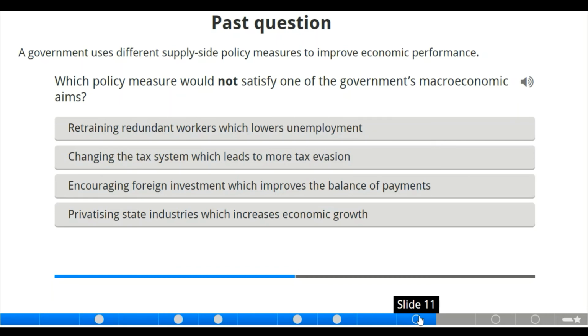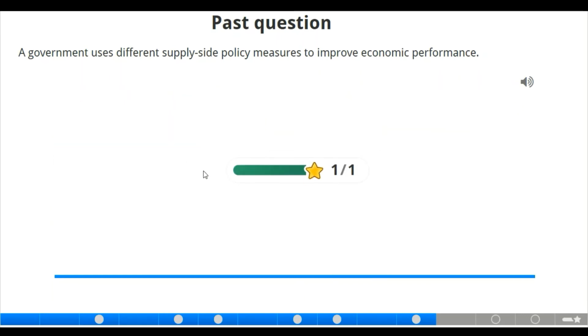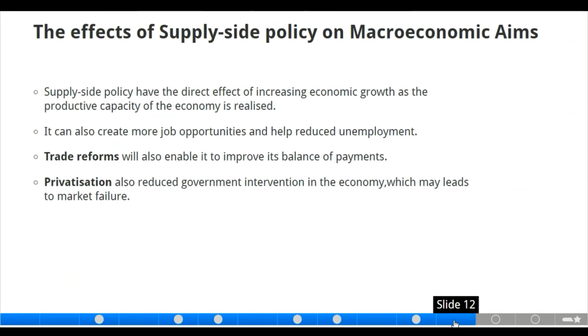Of course, we have training as part of our supply side policy measures. Changing the tax system, which leads to more tax evasion. That should not be our answer. That should not be one of our supply side policy measures, but let's check the options out. Encouraging foreign investment, which improves the balance of payments. Privatizing state industry, which increases economic growth. Of course, our answer is change the tax system, which leads to more tax evasion. That should not be our supply side policy. Now we move to the next slide.